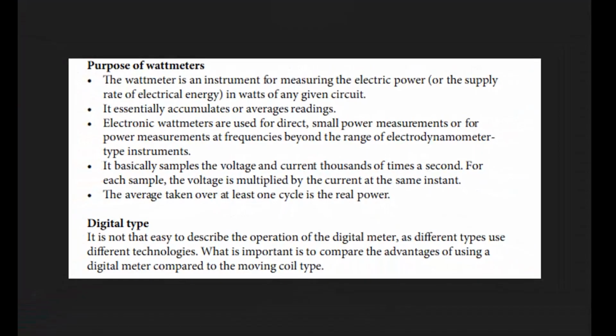So the watt meter is an instrument for measuring electric power that's consumed. Okay, it essentially accumulates or averages readings. Electronic watt meters are used for direct small power measurements or for power measurements at frequencies beyond the range of electro-dynamometer type instruments. It basically samples the current and the voltage thousands of times a second. For each sample, the voltage is multiplied by the current at the same instant. The average taken over at least one cycle is the real power.